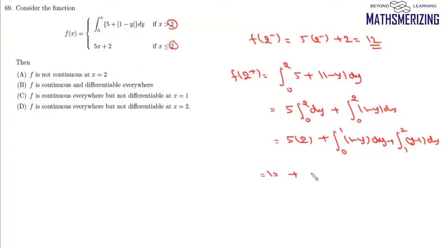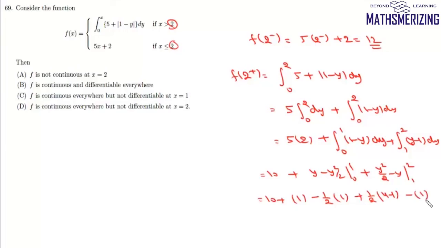So it is 10, and then here it will be y minus y square upon 2 from 0 to 1, and plus y square upon 2 minus y from 1 to 2. So this is 10. Now here it will be 1 minus 1 by 2, and here it is 4 by 2 minus 2, minus 1 by 2 minus 1, so 1 and 1 will cancel. So we'll get this as 10 minus 1 by 2 plus 3 by 2, which is 11. So left hand limit is 12 and right hand limit is 11. So this function is not continuous at x equals 2.